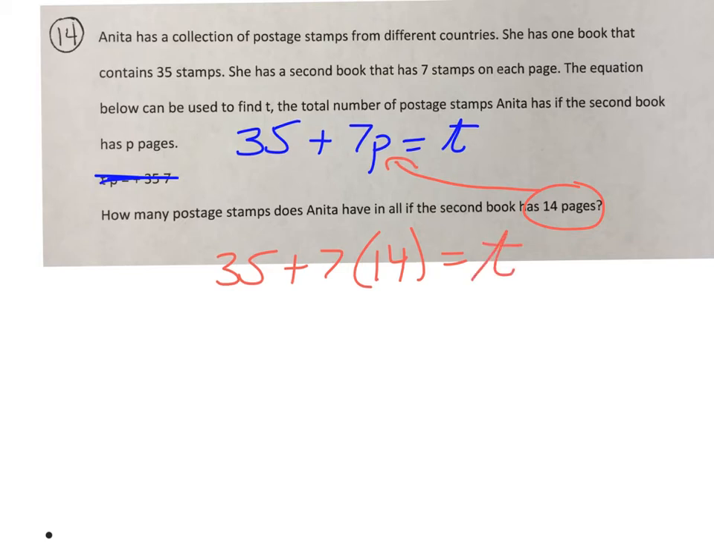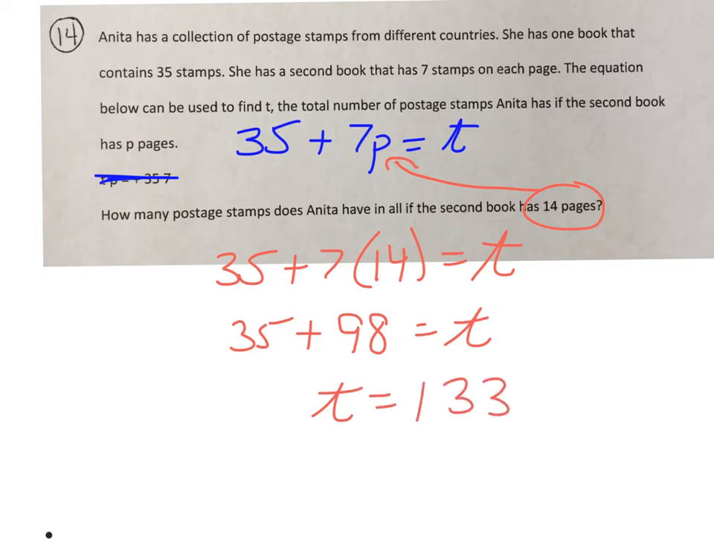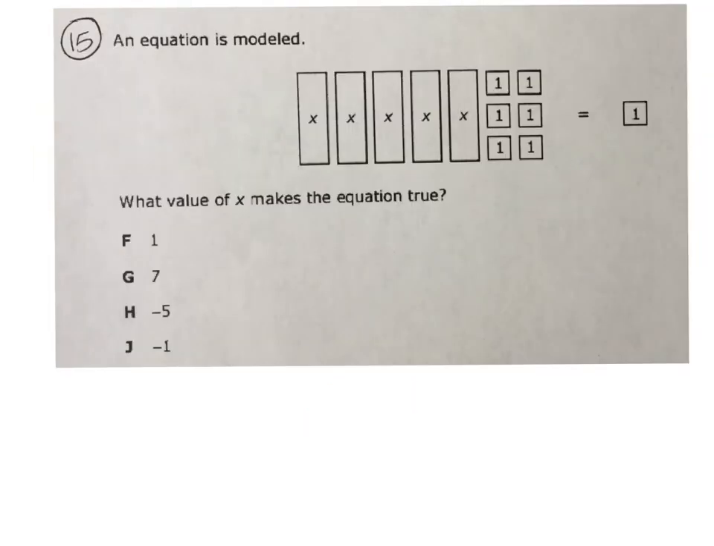When you solve that, you need to multiply 14 times 7, and you're getting 98. You need to add the 35 to that to get your total. So 98 plus 35 is 133. So that is a total of 133 stamps.